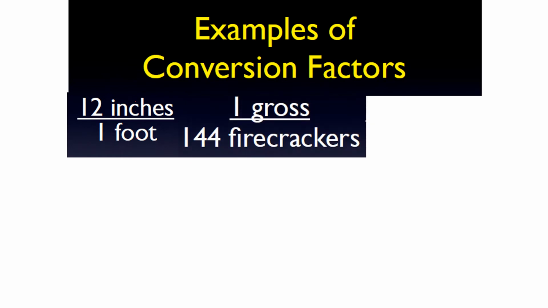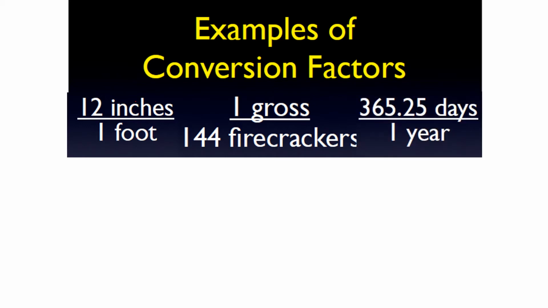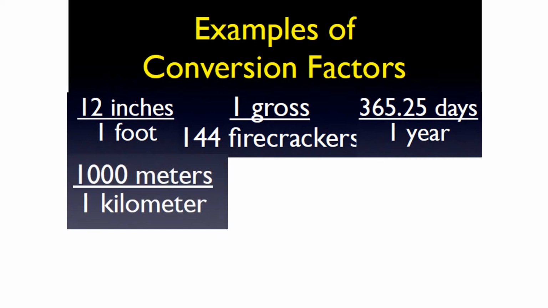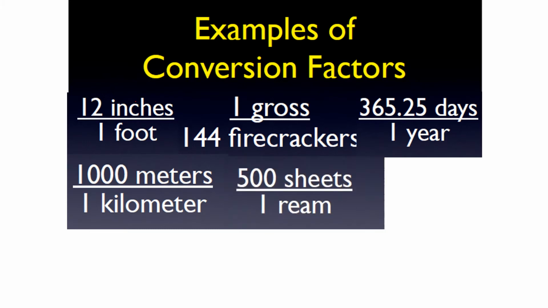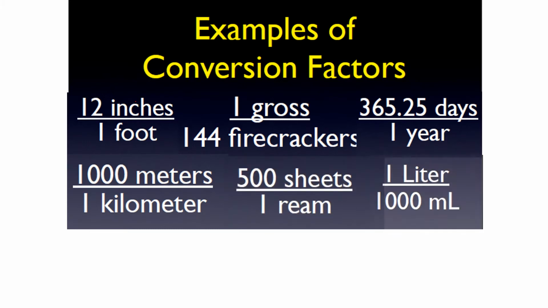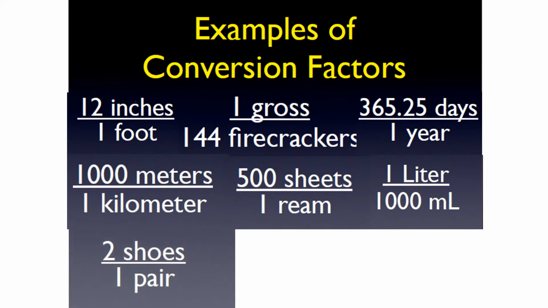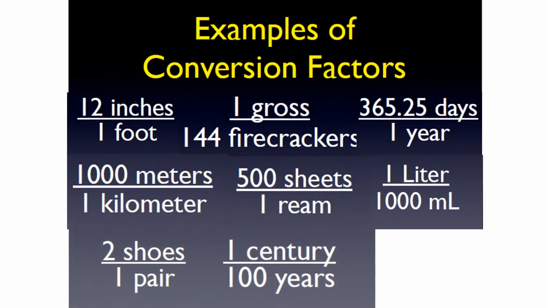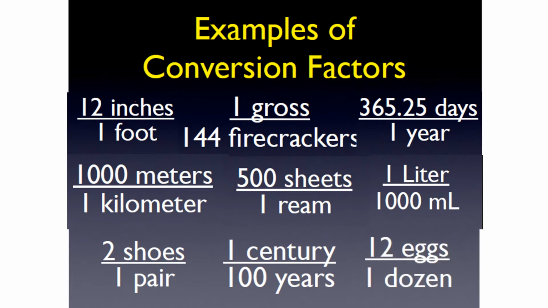1 gross is equal to 144 firecrackers. 365.25 days equals 1 year. 1,000 meters equals 1 kilometer. 500 sheets equals 1 ream of paper. 1 liter equals 1,000 milliliters. 2 shoes equals 1 pair. 1 century equals 100 years. And 12 eggs equals 1 dozen.